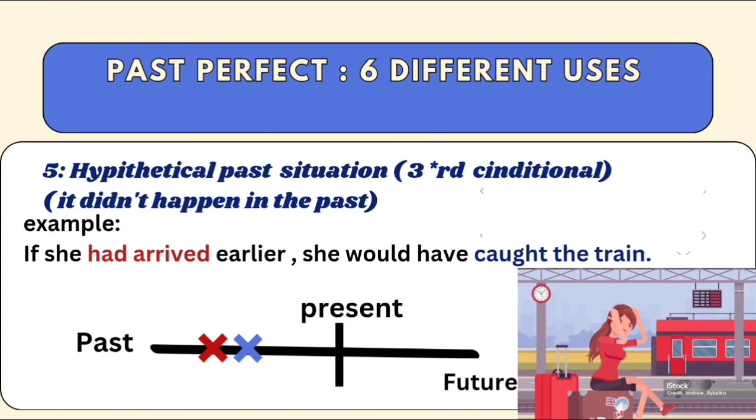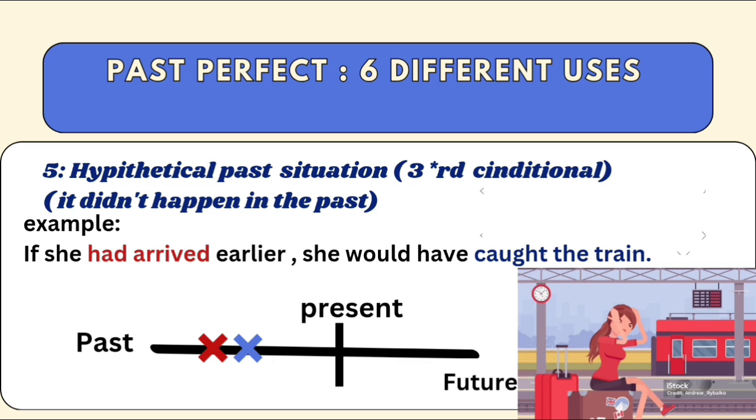Hypothetical situations in the past. That is the third conditional. So something that didn't happen in the past. Let's take a look at an example. Look at the picture. You ready? Maybe you understand what happened. If she had arrived earlier, she would have caught the train.